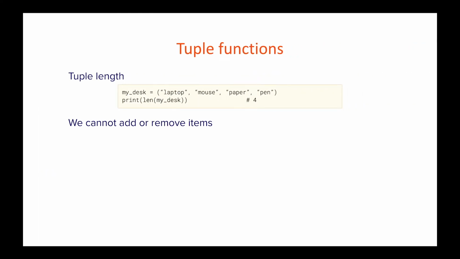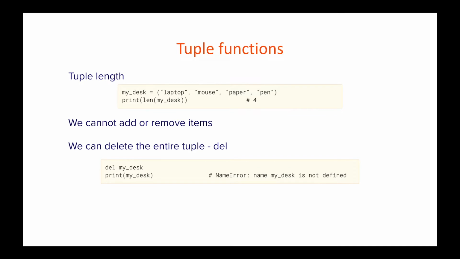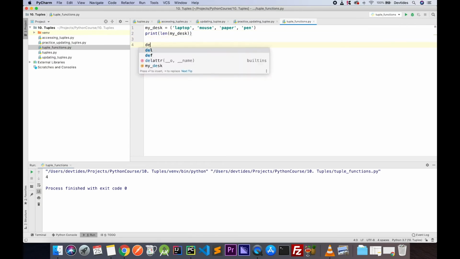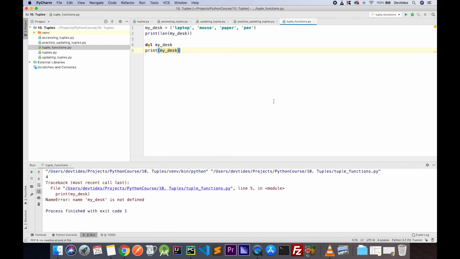Now we cannot add or remove items, but we can actually delete the entire tuple completely. So here we are deleting the variable myDesk, and then if we try to access it afterwards, we're not going to be able to, and we're going to get an error. So let's go ahead and try that. I'm going to say del myDesk, and then if we try to print myDesk after that, we're going to get a name error.